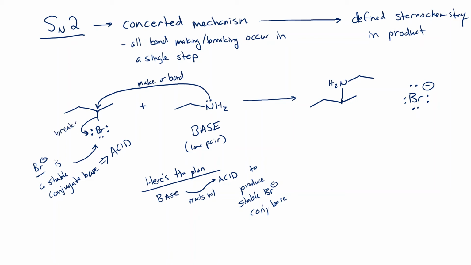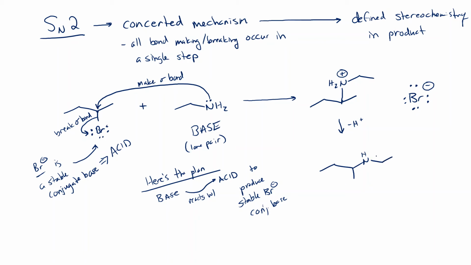This is very much like acid-base chemistry, right? You make a sigma bond, you break a sigma bond in a single step, and you get this thing out. Now this is a positive charge on the nitrogen, right? Because nitrogen has 4 bonds and no lone pairs. And so we would probably want to lose H+. We can use that trick again, and we can get to this compound as our final product.